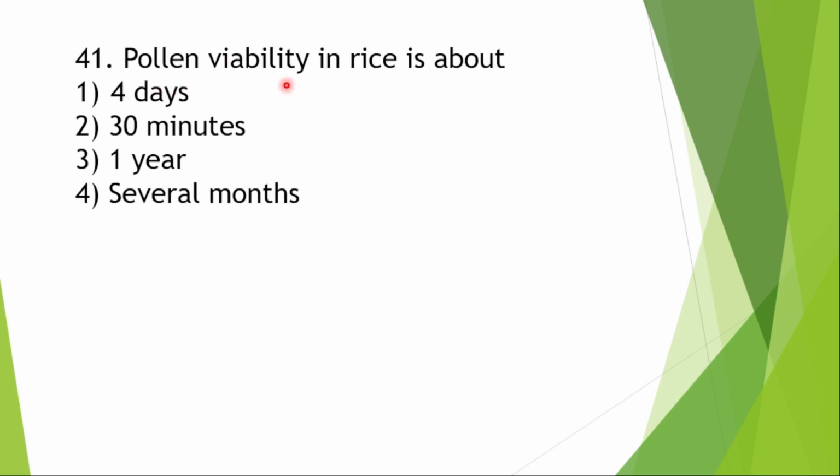41. Pollen viability in rice is about 4 days, 30 minutes, 1 year, several months. The right option is option 2, 30 minutes.